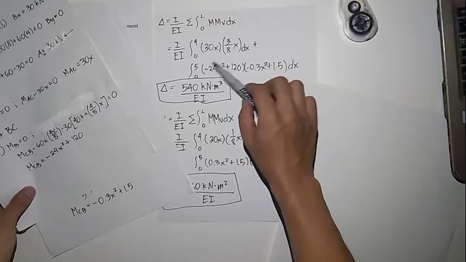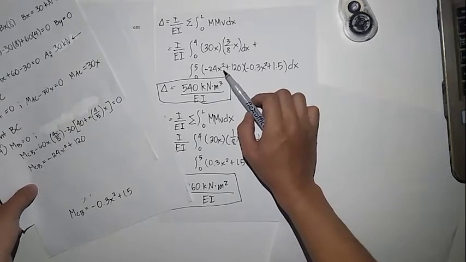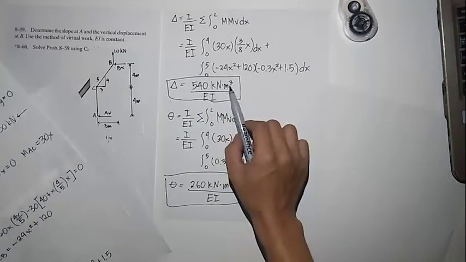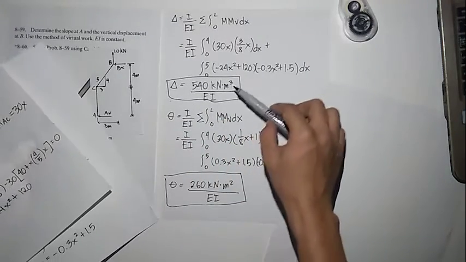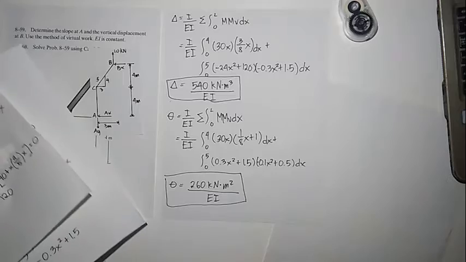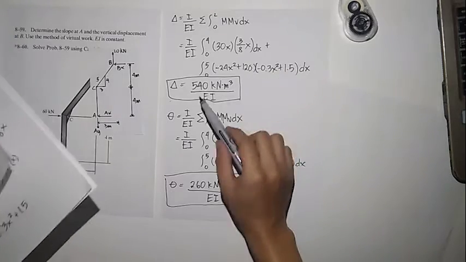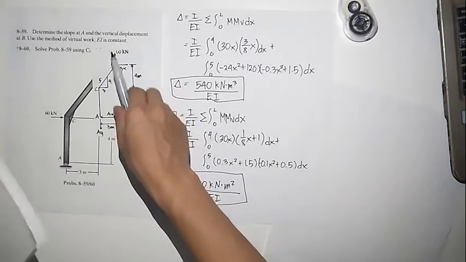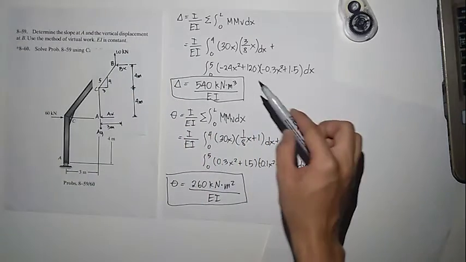So, i-calculate lang po, i-manipulate nyo lang po. Kaya, kuha po natin ang answer na 540 kN meter cubed over EI. So, ito na po ang vertical displacement at B.